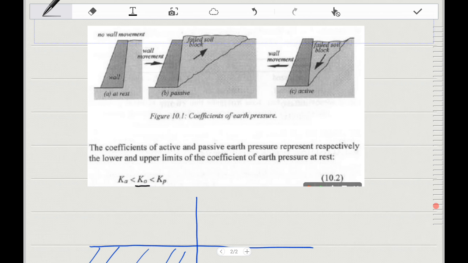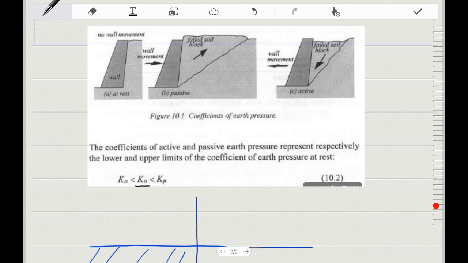Your active case is the complete opposite. It's when there's too much soil behind the wall that the wall can hold. It cannot retain all that soil behind it, so the wall moves to the left as shown. Right? So that's the whole idea of at rest, passive and active.